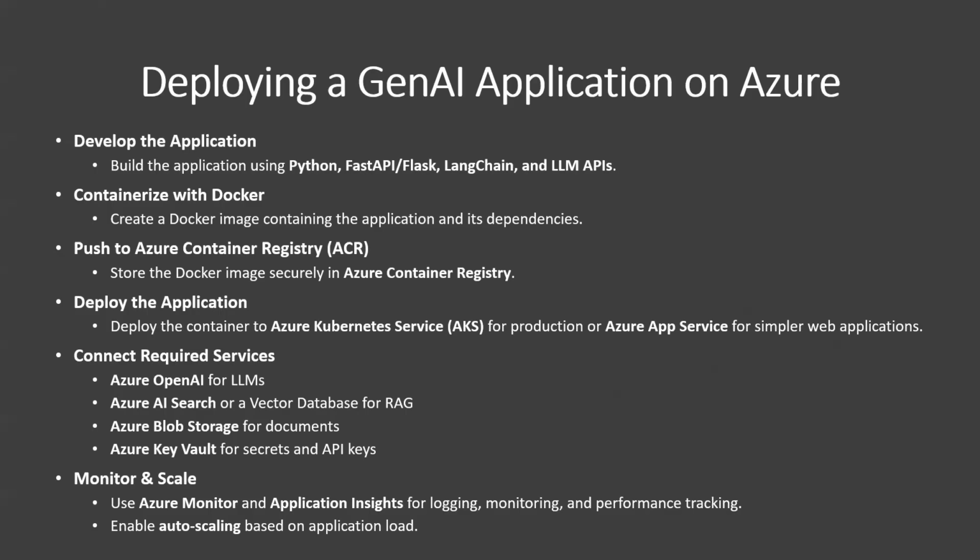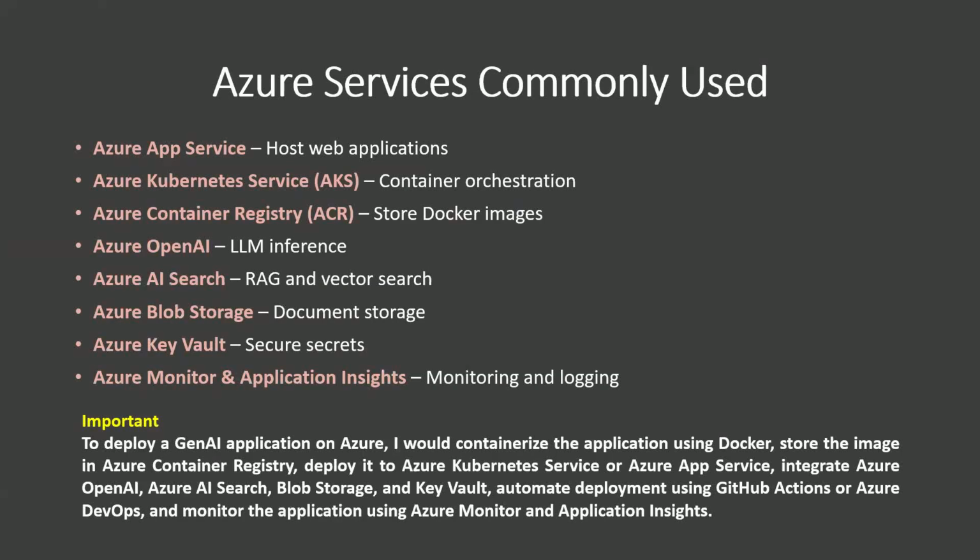The required services are Azure OpenAI for LLMs, Azure AI Search or a vector database for RAG, Azure Blob Storage for documents, and Azure Key Vault for secrets and API keys. Next, after deploying the container to Azure Kubernetes, we need to monitor. Azure Monitor and Application Insights handle logging, monitoring and performance tracking, and they also enable auto scaling based on application load.